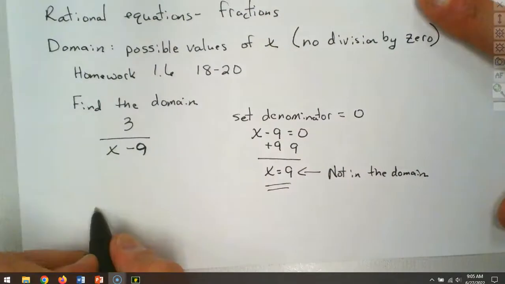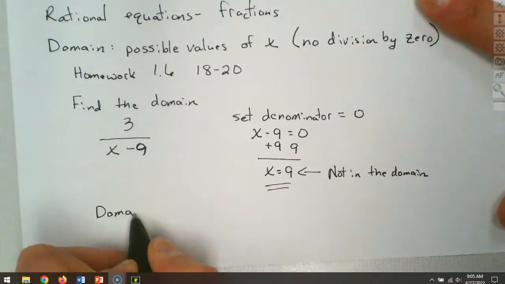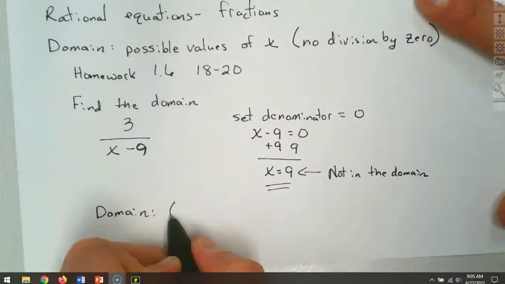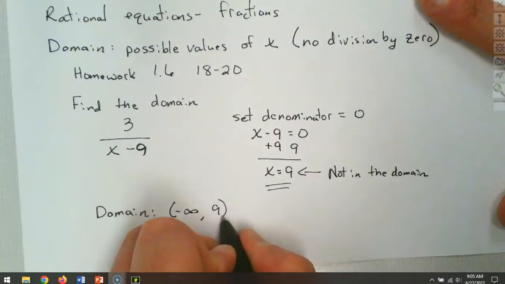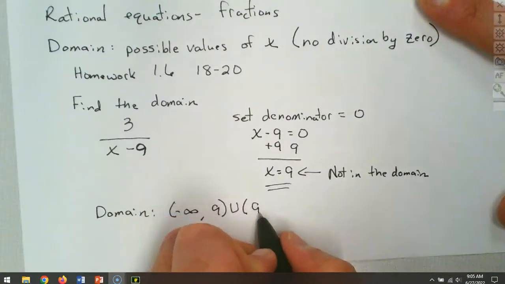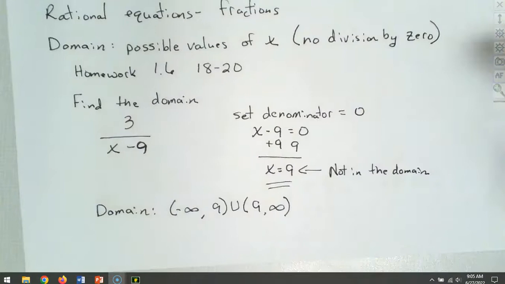Now, how do we write up our domain? We write up our domain like this. Our domain is going to be negative infinity to 9 union 9 to positive infinity. And what that is saying is this is interval notation, and this is simply saying that every number works except for the number 9. Because the number 9 would give you division by 0.